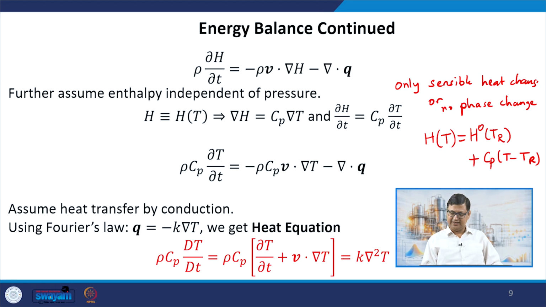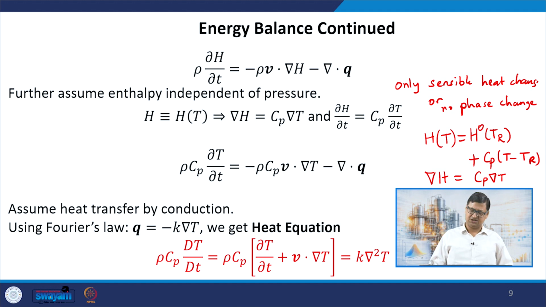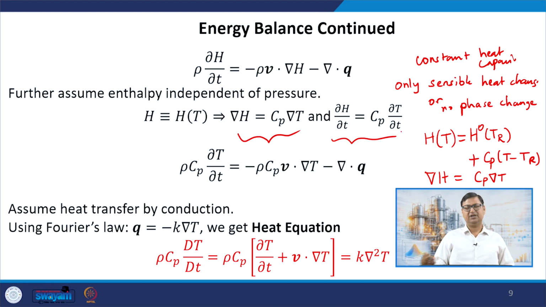So if I apply del on this, the first term will be 0 because H naught is a constant, and the second term will give me Cp del T because Cp is assumed to be constant, right? So we assume constant heat capacity. So I can replace del H with Cp del T, and dou H by dou t as Cp dou T by dou t. Keep in mind, this is only valid when the heat capacity is constant and there is no phase change, and in that case we get something like this.